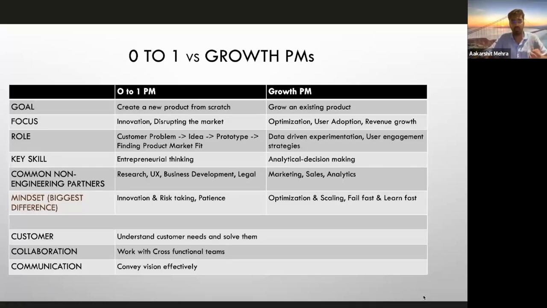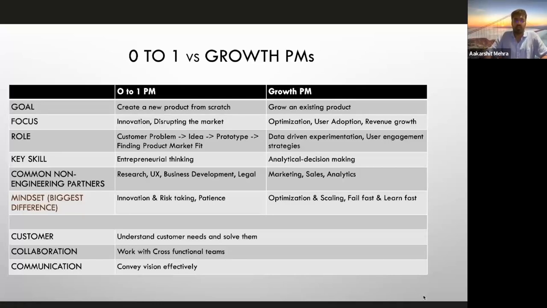So a 0 to 1 PM does require a lot of patience. It obviously requires a lot of innovation, because in some cases you may not have other comparables. You don't have a product right now, so you're trying to build and design something from scratch. And certainly a lot of risk taking, because you don't really know how the product turns out. It could turn out to be great. It could turn out to be not so great, and you wouldn't know it unless the product actually gets into the market.